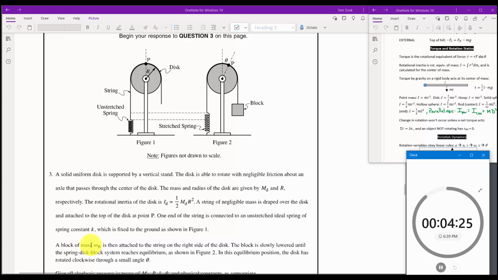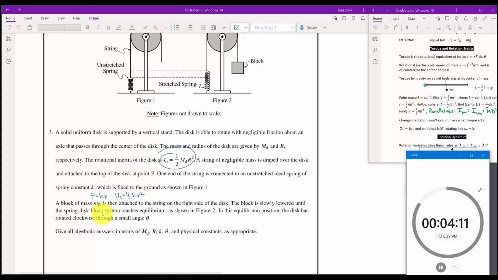So that means for that ideal spring, we can say that the force is equal to kx, and the spring potential is 1/2 kx squared. Just kind of getting my mind wrapped around that. That's when nothing's attached to the other end. Then it says a block of mass M_B is attached to the other end of the string, slowly lowered until the spring-disk system reaches equilibrium. So it's not bouncing. There are no oscillations in here.